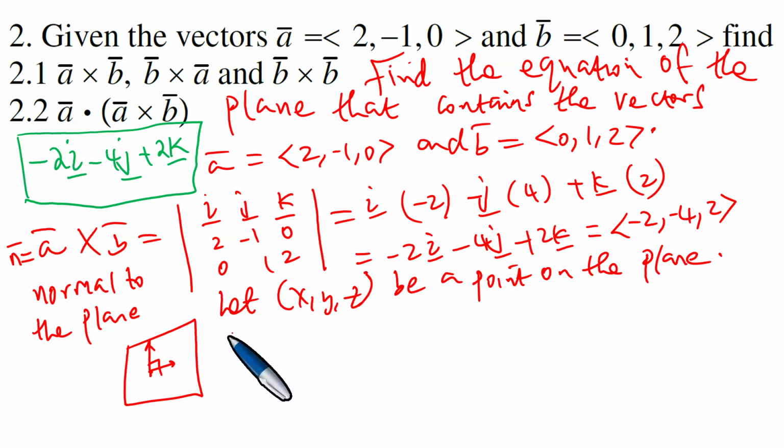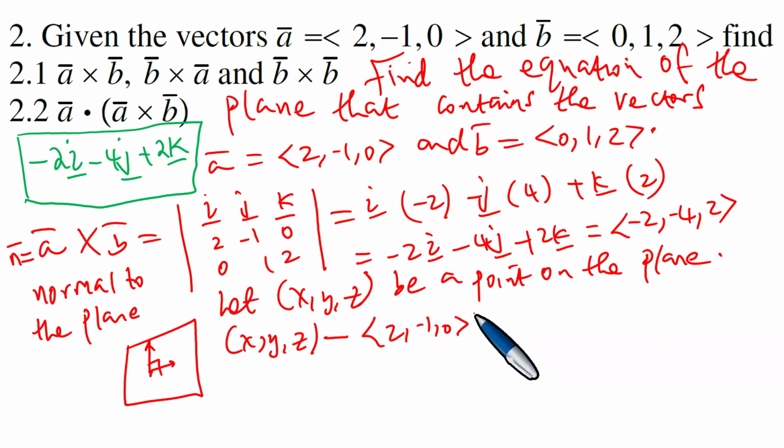Let a point on the plane be (x, y, z). So in the end, we have x, y, z as a point on the plane, minus one of the vectors. If this is the case, one of the vectors would be (2, -1, 0). It doesn't really matter which one, any one.